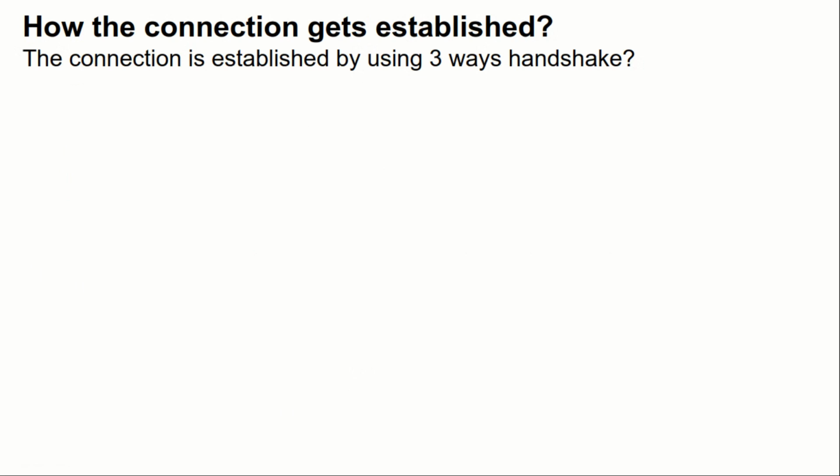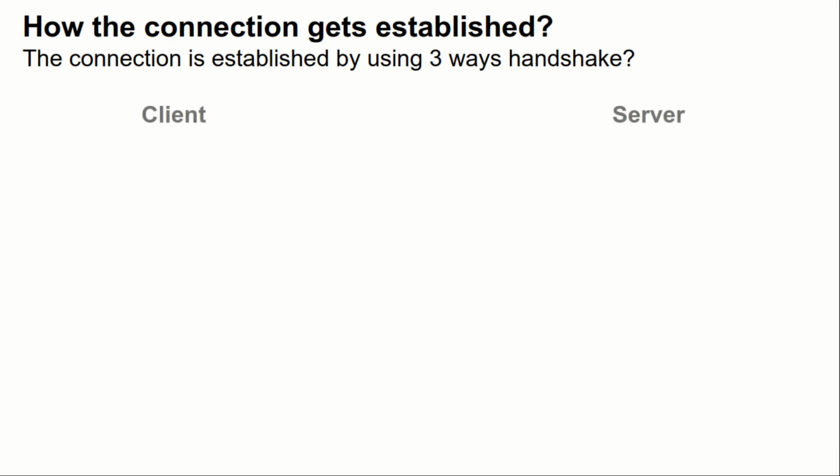The connection is established using a three-way handshake. The client will send a request to the server. This is the first handshake. After that, the server will respond to the client. This is the second handshake. Now the client will again acknowledge that connection with the server. This is the third handshake.